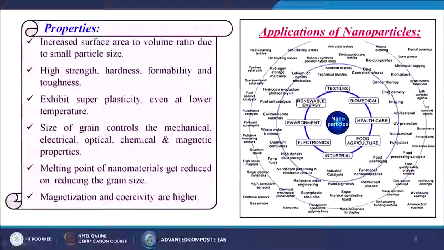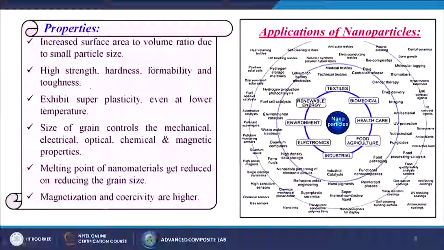So, what are the properties of nanomaterials? Increased surface area to volume ratio due to the small particle size, high strength, hardness, formability and toughness, and they exhibit superplasticity even at lower temperature. The size of the grain controls the mechanical, electrical, optical, chemical and magnetic properties. The melting point of nanomaterials gets reduced on reducing the grain size. Magnetization and coercivity are higher in this particular case.